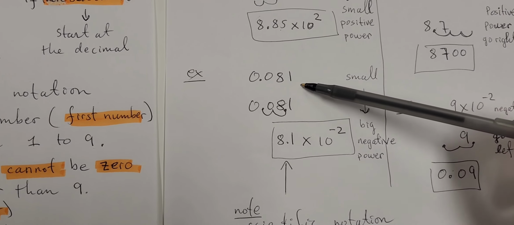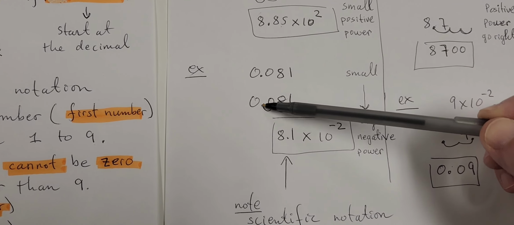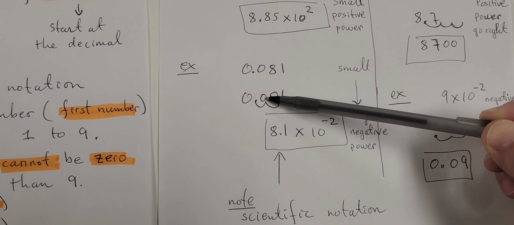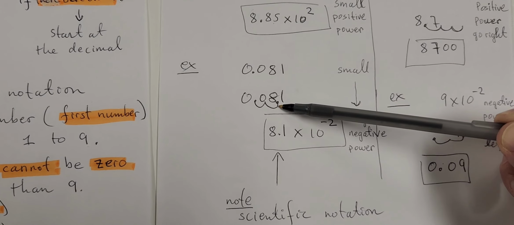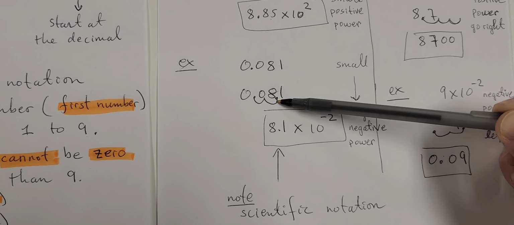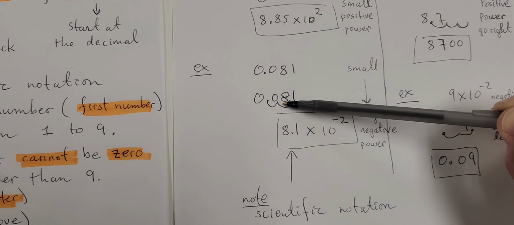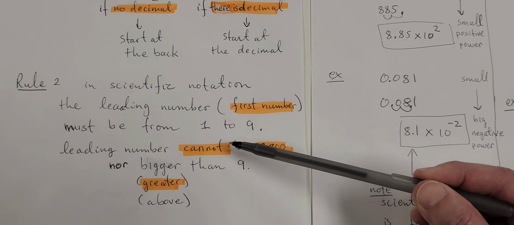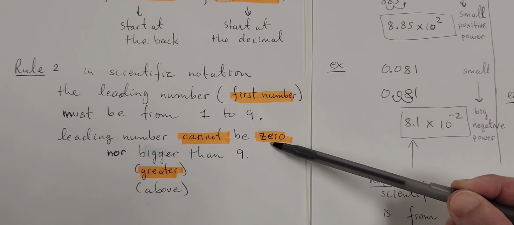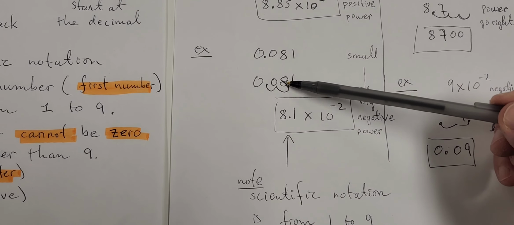Now move to the right side because we don't want the first number to be 0. So we move one time, but since we moved one time, the first number is still 0. So we move one more time, and it is behind this 8. This 8 is not bigger than 9, so we are okay with rule number 2. Again, the first number is from 1 to 9. It cannot be 0 nor bigger than 9. Therefore the decimal stops behind the 8.